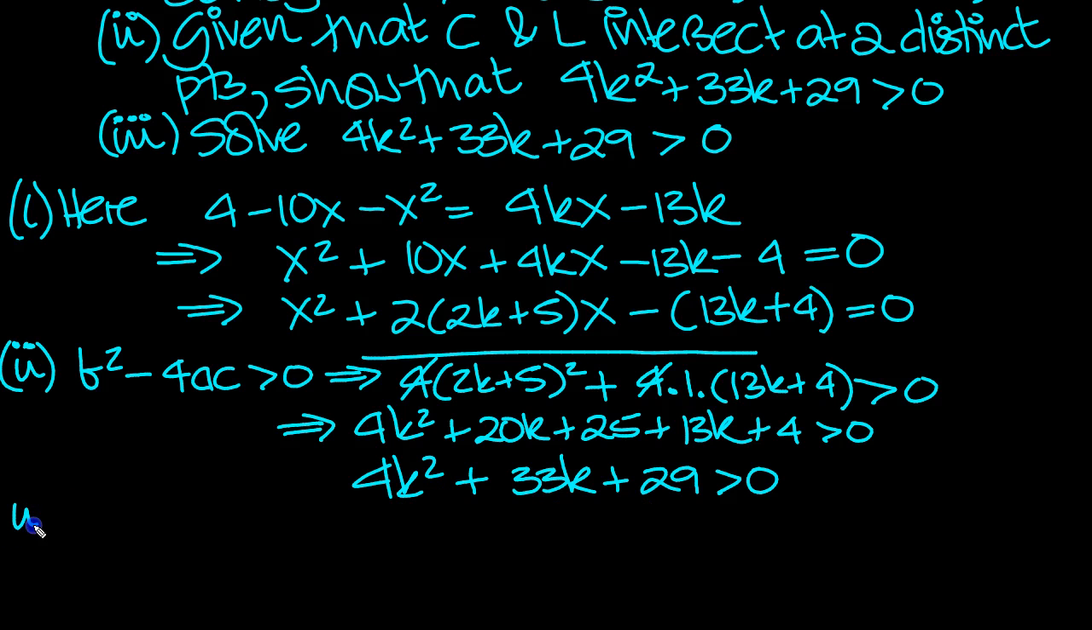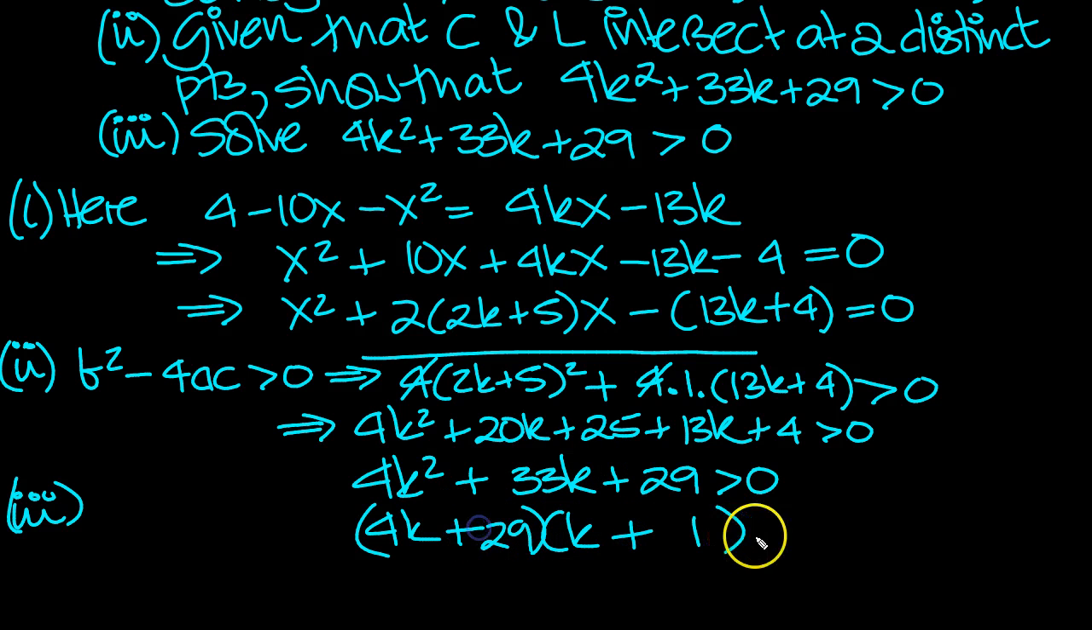Now we need to solve this inequality. So let's have a look at this then. We need to factorize. Let's go for 4k and k and see if that works. We need a 29 and 1. It's got to be there. This gives us 4 and 29 make 33, isn't it? So that's a plus, and the plus is greater than 0.